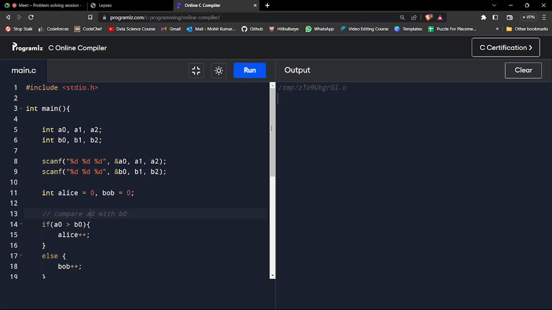Okay, so let's check with the points. The first input was 5, 6, 7, and the second input was 3, 6, and 10. Okay, so we are getting the segmentation fault again, and in the last class I told you that the segmentation fault occurs because we are trying to access a value that is not located at that memory location. So can anyone tell me what's wrong here? What wrong are we doing?